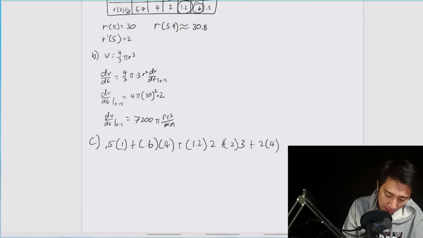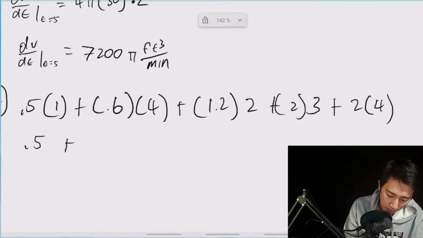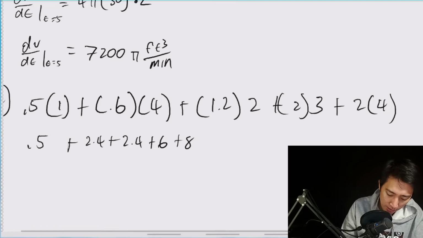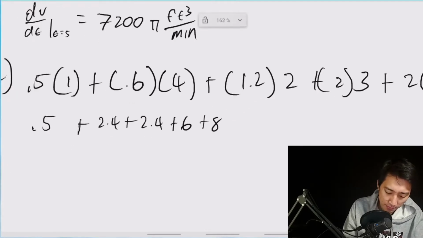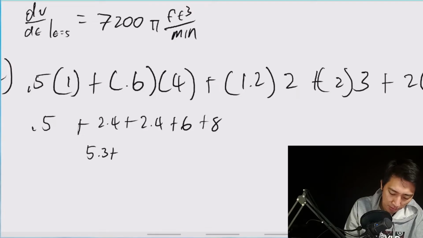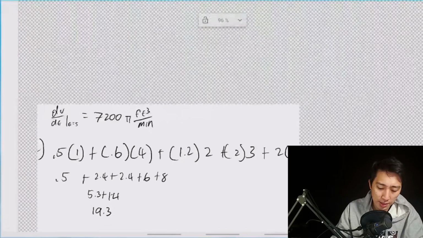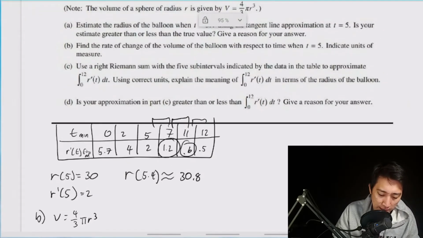So let's do this out. 0.5 plus 2.4 plus 2.4 plus 6 plus 8. So what is that? 4.8, 5.3 plus 14. So 19.3. Okay, it says 19.3. Let's read on just to make sure we didn't mess anything up.